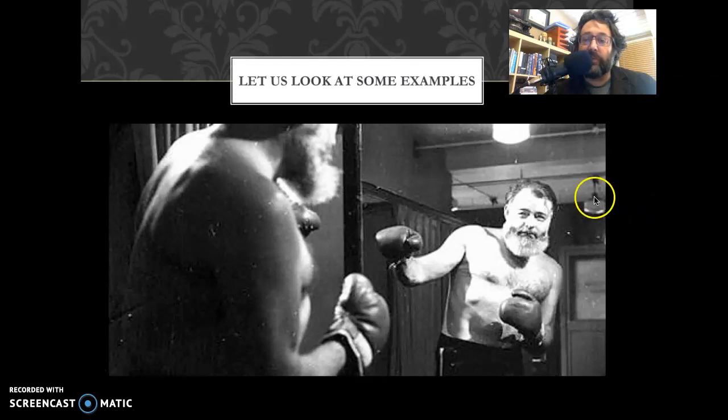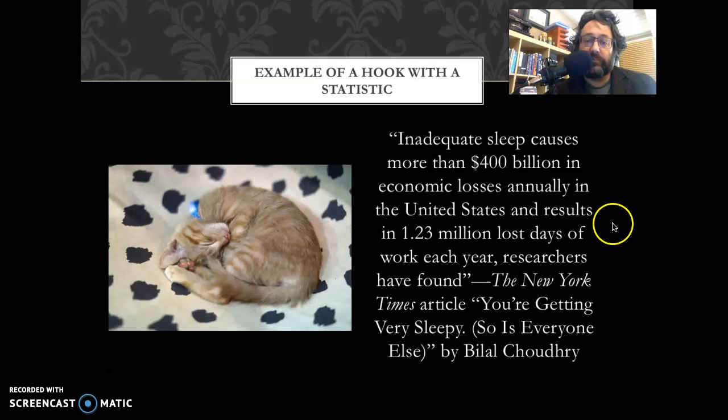So let's take a look at some examples of effective hooks. Here's the use of statistic as a good opening. This is from the New York Times, an article called "You're Getting Very Sleepy." "Inadequate sleep causes more than $400 billion in economic losses annually in the United States and results in 1.23 million lost days of work each year, researchers have found." So that's a very powerful statistic. That's certainly a large number. That's a lot of money. So that in itself makes it an interesting hook. That's a shocking amount of money.